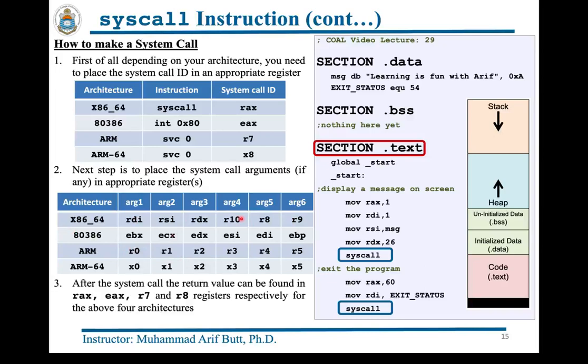Okay, so after the system call is done, the return value of the system call can be found in the RAX register. In case of x86-64 architecture, once the system call has been made, the return value will be placed by the operating system inside the RAX register. So you can check the contents of the RAX register if you are interested in the return value of the system call.